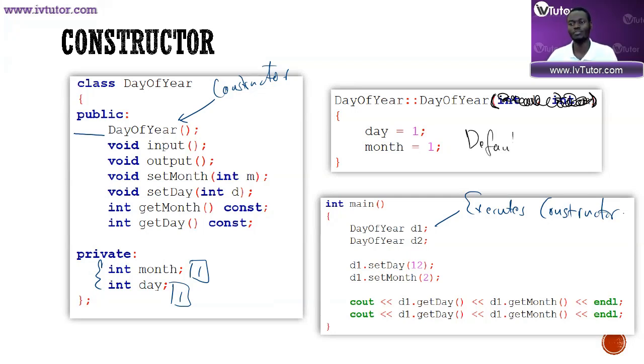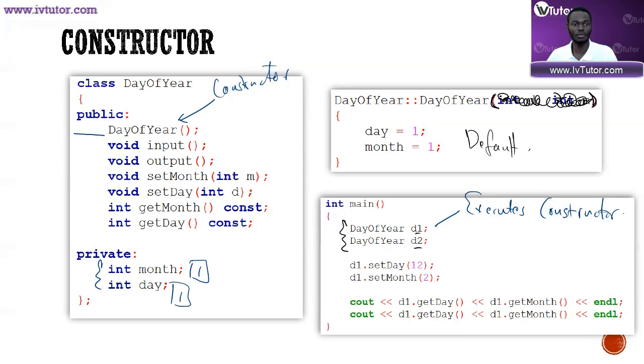And that is the purpose of your constructor, which means when you then make variables of type day of year, D1 and D2, let's say here you then say D1.set day to 12. It means in D1, your day is now 12, right?